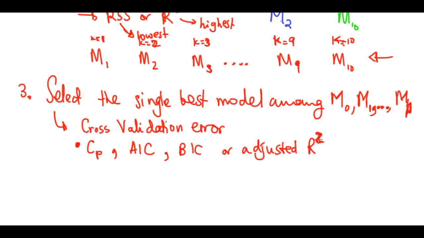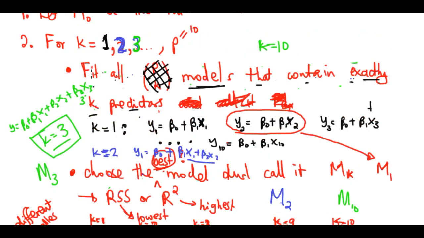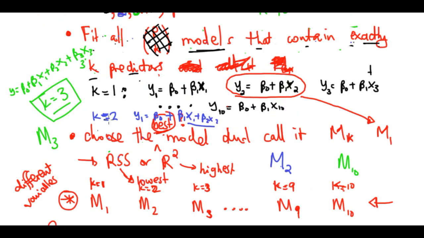Why are we using these and not using RSS and R squared? We are using these methods because these best models have different numbers of variables. They are of different lengths. This one has k equal to 1, so it has 1 variable. This one has 2 variables. This one has 3 variables. All the way up to 9 variables. It would be difficult to use RSS and R squared when you are not comparing models of the same length. In step number 2, we can use RSS and R squared because for each k, the models that we are comparing have the same number of variables.